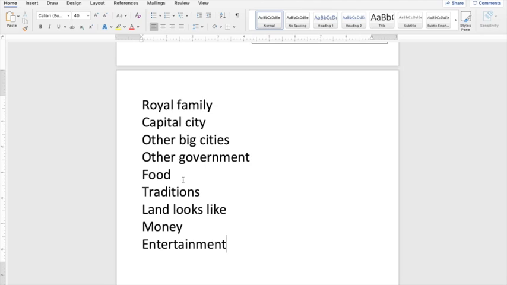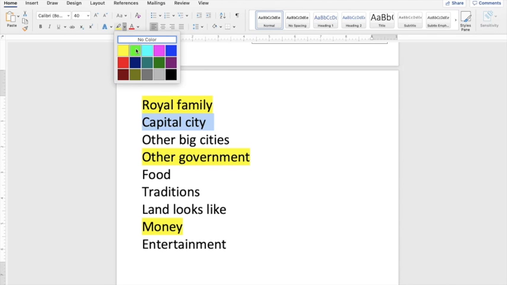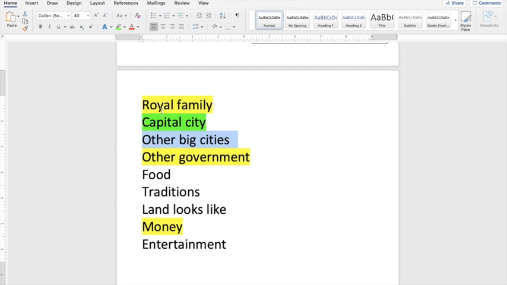And then you are going to group things together. You can group things together by what seems similar or what in some way is related. I'm going to use color to group. So royal family, other government, because we talked about those two together, and maybe money, because I know the royal family and government often deal with money. So those things are all yellow. Capital city, I'm going to highlight in green. Other big cities, whenever we're talking about cities, and also what the land of the country looks like, I'm also going to put in green. And then food, traditions, and entertainment also seem to go together. So I'm going to put those in blue.